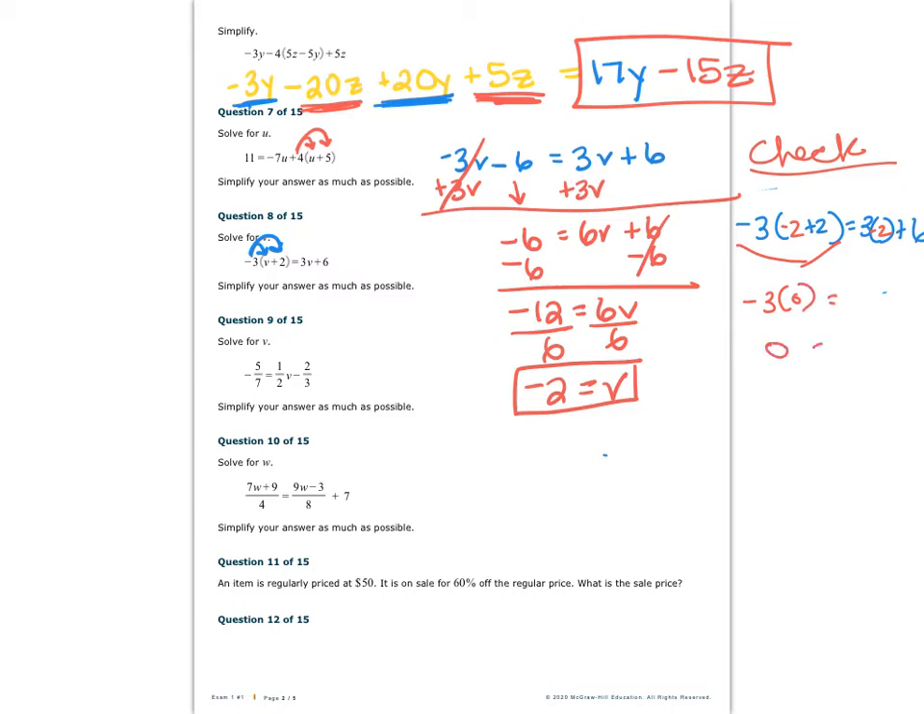But let's check out the right-hand side now. I'm going to have negative 6 plus 6. Oh, and that's also 0. So yes, it does check out. So we know our answer is negative 2.